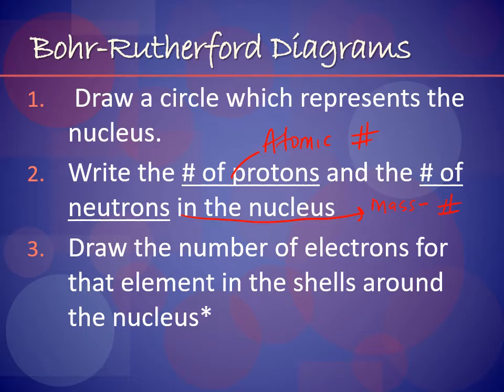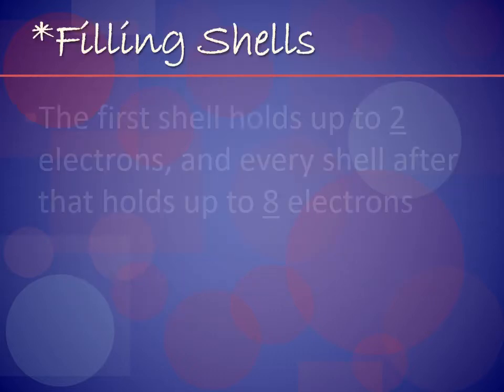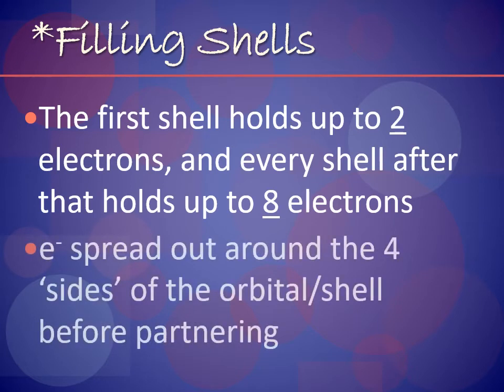And you're going to draw the number of electrons for that element in the shells around the nucleus. And I will show you what that looks like. When you are filling your electron shells, the first shell can only hold up to 2 electrons, and every shell after that holds up to 8 electrons. These are maximums, okay? You can't have more than 2 electrons on the first shell and more than 8 electrons on any shell after that.